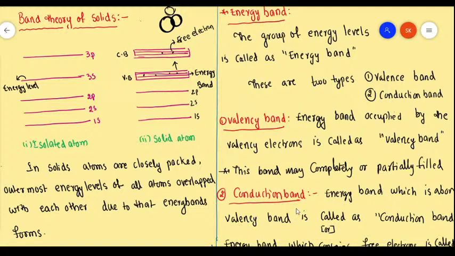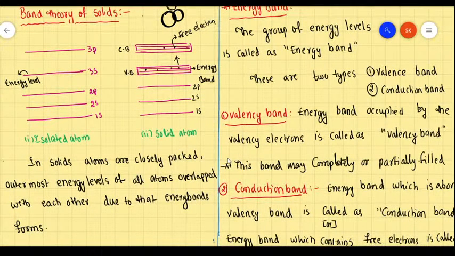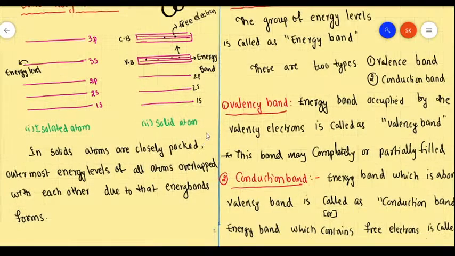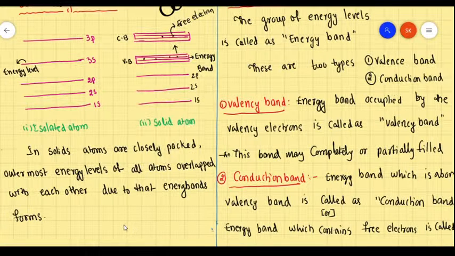What is the conduction band? Conduction band is the energy band in which... one minute, I am adjusting this. Conduction band is the energy band which is just above the valency band.